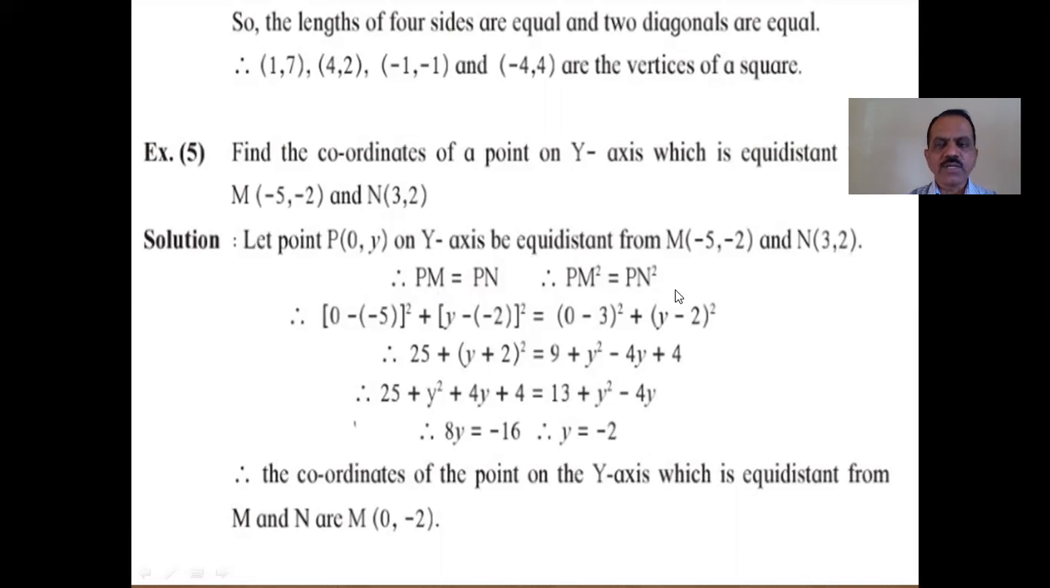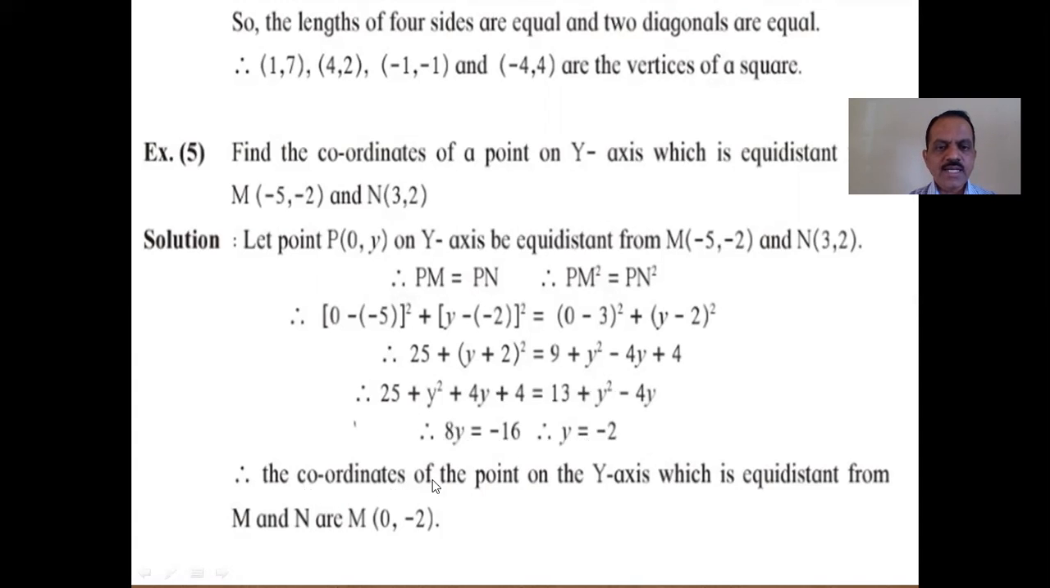Then you take the square on both sides. PM square is equal to PN square. Therefore, substitute the values and then we get 25 plus y square plus 4y plus 4 is equal to 13 plus y square minus 4y. And solving this we get 8y is equal to minus 16. Therefore y is equal to minus 16 upon 8. Then we get minus 2.